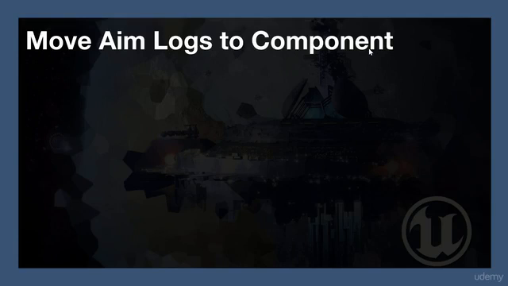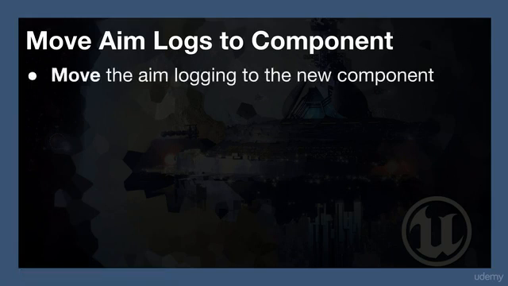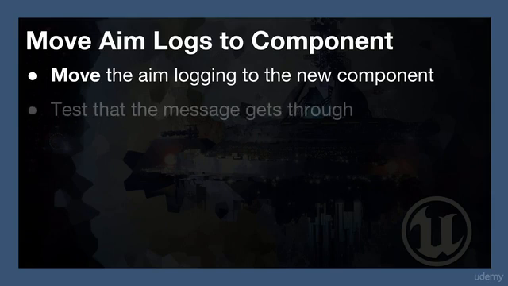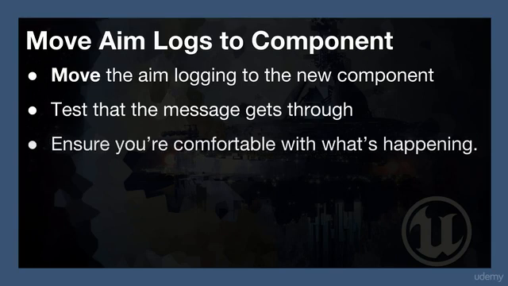So it's challenge time. I want you to move the aiming logs, the things that are giving us our logs about where we're pointing, to the new component. Move them, don't copy them, so that they're in one new place and we can be sure it's working. Obviously recompile your code and make sure that the message still gets through to the log. And when you've done that, just take a step back and ensure that you're comfortable with what's happening overall, and then I'll show you quickly how I do that, and then we'll end the video. So see you in a moment.